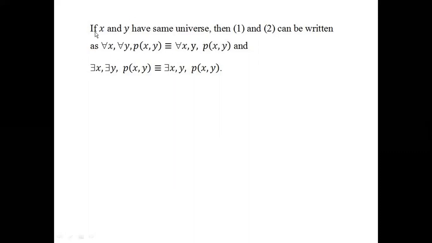Similarly, if both x and y are from the same universe, for some x, for some y, p of x y can be clubbed together and written as for some x comma y, p of x comma y. So this is happening only when both x and y are coming from the same universe.